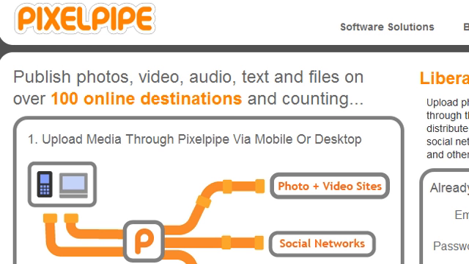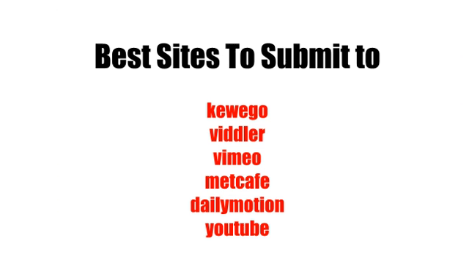Now, the next thing I want to share with you about this is, with PixelPipe promoting your stuff to YouTube, they'll also promote your video to a bunch of other different video sites out there. And the ones that I suggest, I'll show you in a second, are going to be the ones that are going to be the best bang for your buck. Okay, so the best sites that you want to submit them to are Kiwigo, Vidler, Vimeo, Metacafe, Dailymotion, and obviously YouTube.